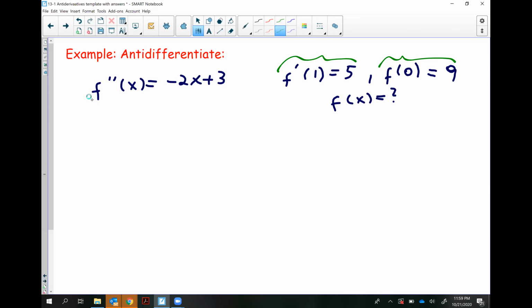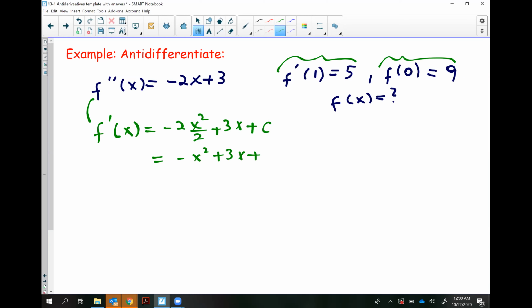All right, so let's go one step at a time. One time antiderivative, which is going to give us, from second derivative, we're going to go down to first derivative, right? And the antiderivative of negative 2x is negative 2x squared over 2 plus 3x plus c. Simplified a little bit, the 2's cancel, so negative x squared plus 3x plus c.